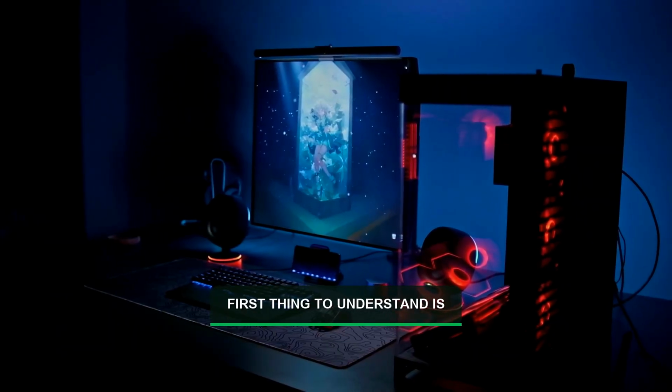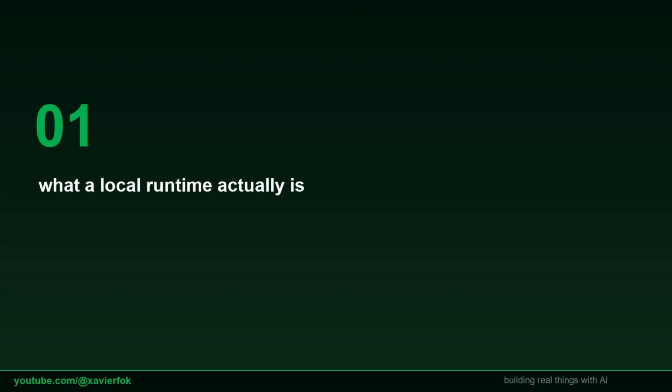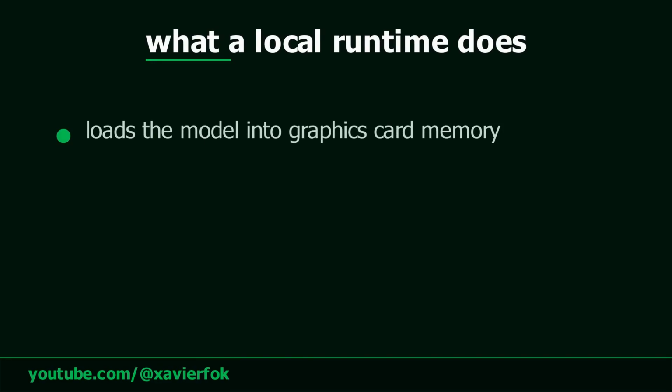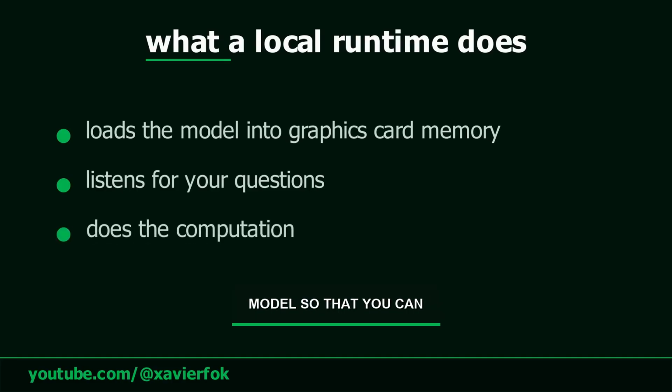The first thing to understand is what a local runtime does, because the terminology around this can get confusing fast. When you run a language model locally, you need a piece of software that loads the model into your graphics card memory, listens for your questions, does the computation, and sends back a response. That piece of software is the runtime. It handles all the low-level work of talking to the hardware and serving the model so that you can just send text and receive text back.